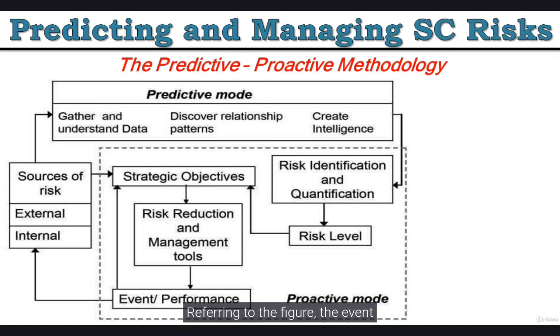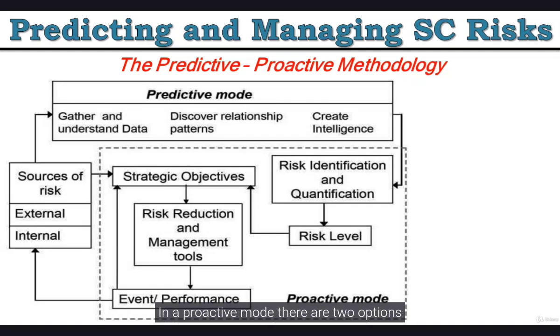Referring to the figure, the event or the performance of the mitigating solution has an impact on the strategic objectives for further scenarios of risk management and will also influence the information that the risk management team has regarding sources of risk. This process is an iterative process as the cycle will repeat by studying new issues and risks identified after the analysis of the event. The new data will then be analyzed using tools identified in the predictive mode.